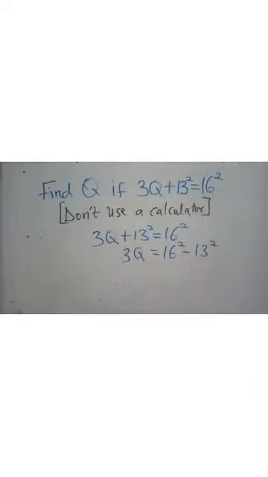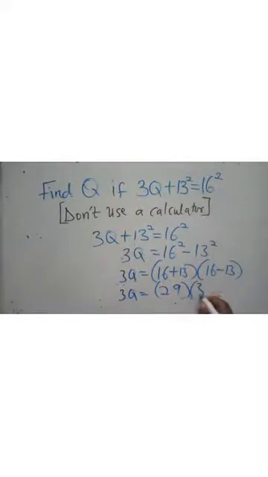So this brings to mind difference of 2 squares. So I'm going to have 3Q equals 16 plus 13, then 16 minus 13. That is called difference of 2 squares. Anytime that you have a subtraction sign in between 2 squares, then you're dealing with difference of 2 squares. So from here I can use a little bit of calculator. 16 plus 13 is 29 if I have to, and 16 minus 13 is 3.